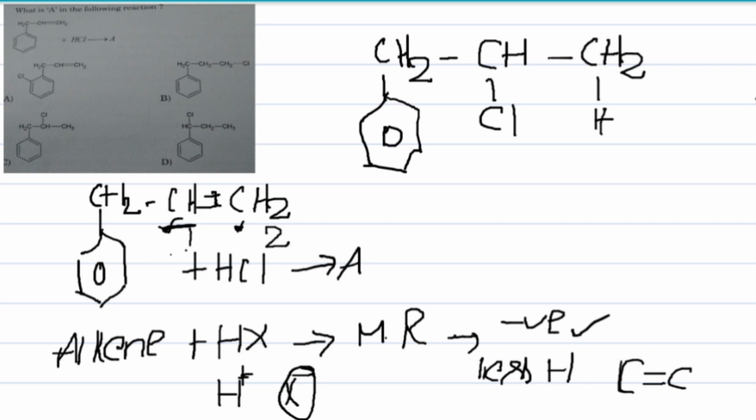So what is the product? At this carbon hydrogen is there, at this carbon Cl. So at the second carbon Cl is there. So option number C is the correct answer for this question. Thank you.